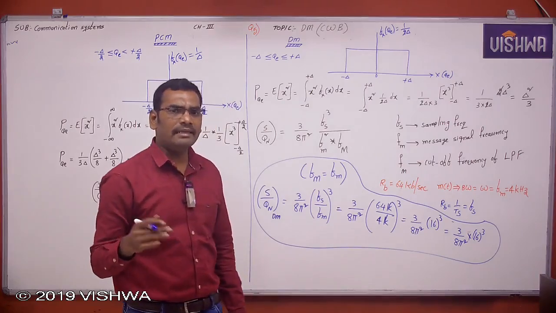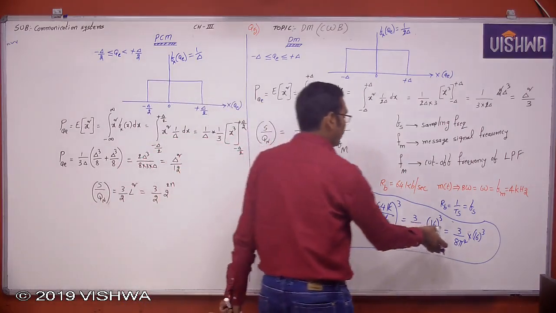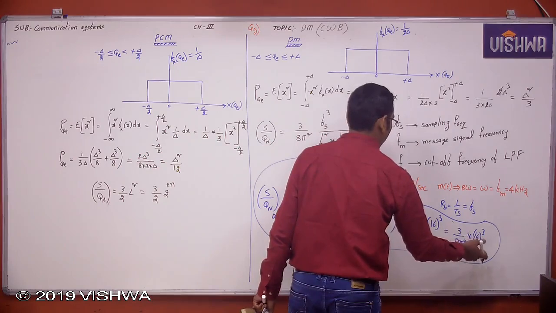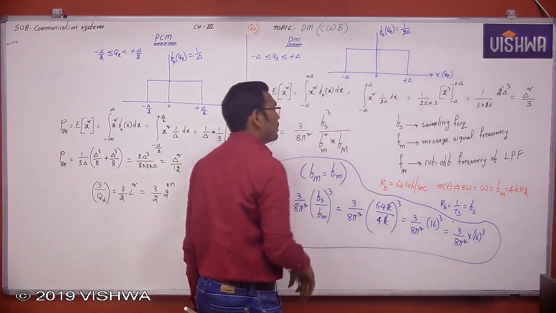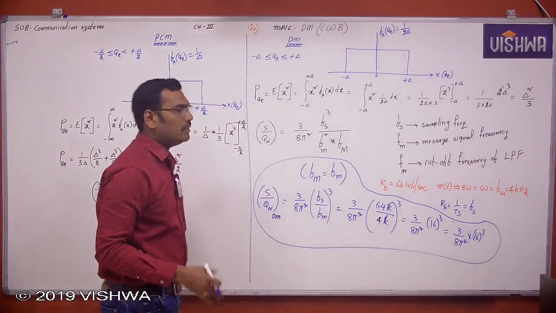If he is asking in terms of dB, then take this value in terms of logarithm after simplifying the calculation, 10 log, then you can get the signal to quantization noise ratio in terms of dB. Okay, no doubt.